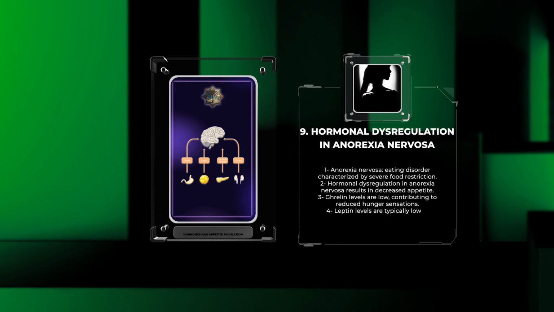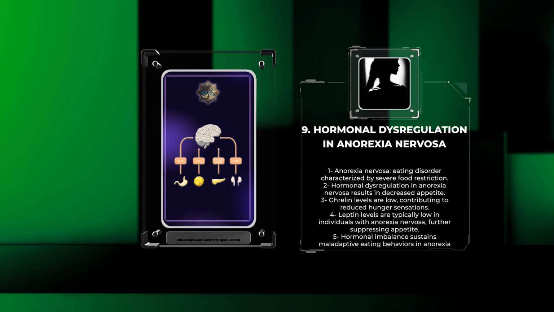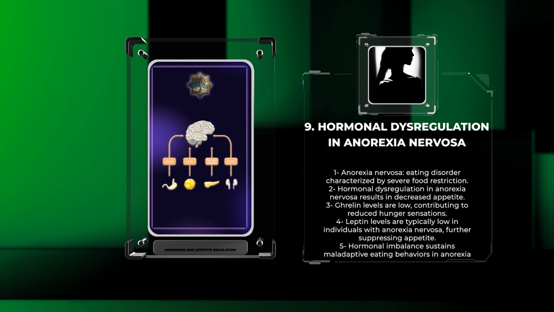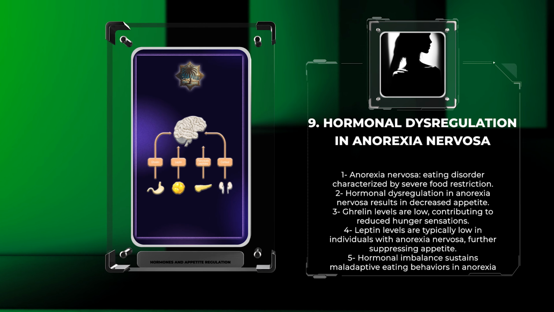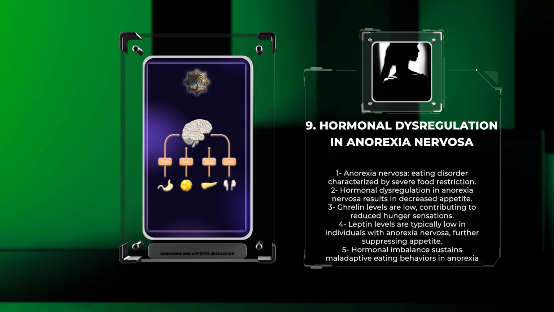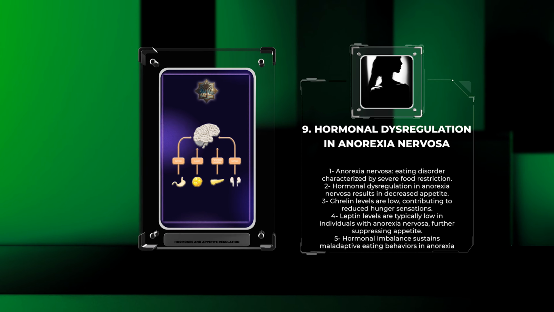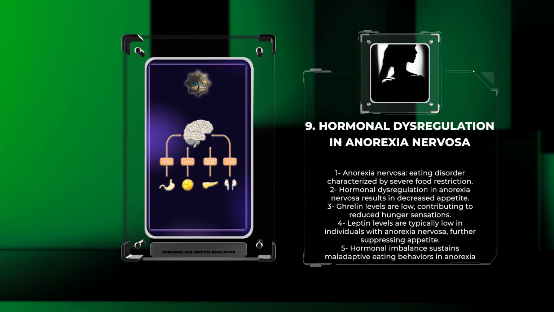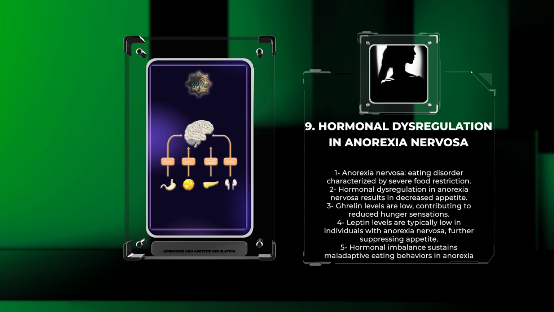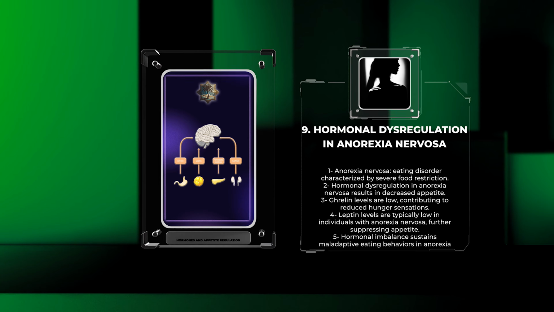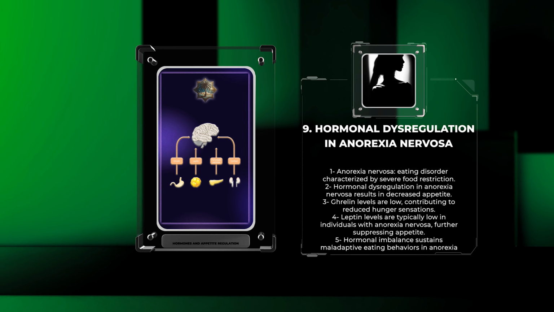Turning our attention to anorexia nervosa, an eating disorder characterized by a severe restriction of food intake, we explore the hormonal dysregulation seen in this condition. In anorexia nervosa, there is a marked decrease in appetite-promoting hormones like ghrelin, leading to reduced hunger sensations. Additionally, leptin levels are typically low in individuals with anorexia nervosa, further contributing to appetite suppression. The hormonal imbalance observed in anorexia nervosa plays a significant role in sustaining the maladaptive eating behaviors and the associated complications. By understanding the hormonal changes in this disorder, we can develop targeted interventions to aid in recovery.